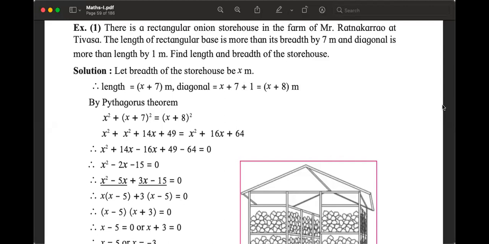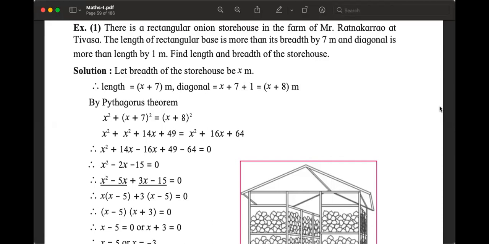I hope you have tried to read, understand and solve the example questions between practice set 2.5 and 2.6. Just 2 examples are given. Very miserly textbook, this part of the chapter. So the first one says there is a rectangular onion storehouse. Rectangular means its base is rectangular, not circular. It means the actual shape of the storehouse will be a cuboid.